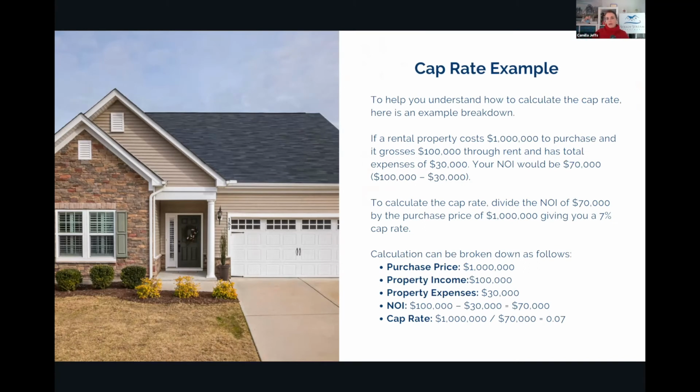So let's say a property costs $1 million to purchase, right? And it grosses $100,000 through your rent, and then it has total expenses of $30,000. So $100,000 minus $30,000 gives us an NOI, net operating income, of $70,000. So now to calculate that, we're going to take the $70,000 and divide it by the purchase price of $1 million, and that gives us a 7% cap rate.